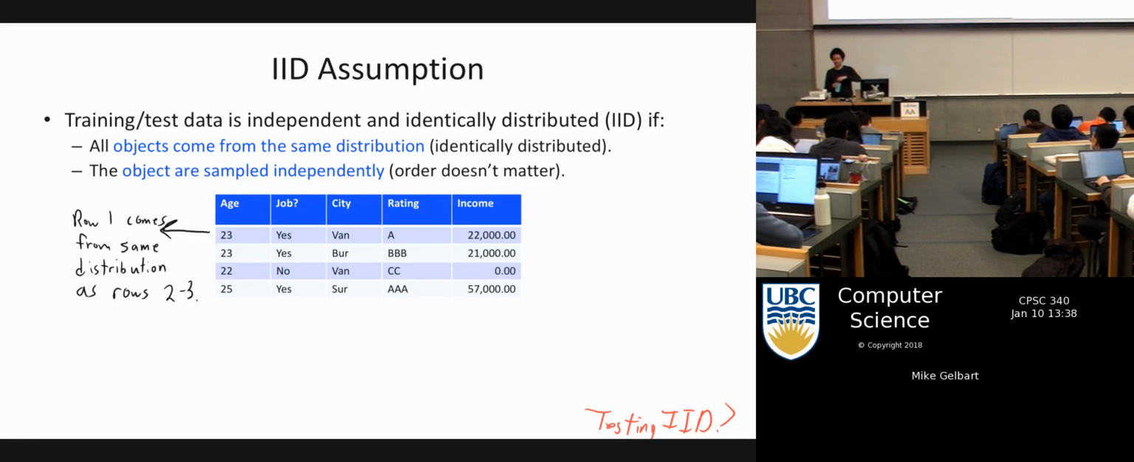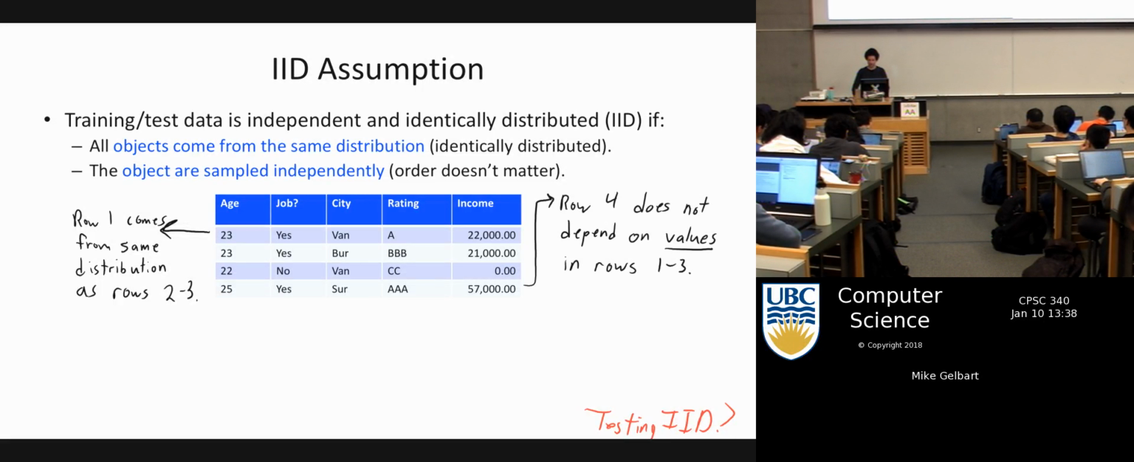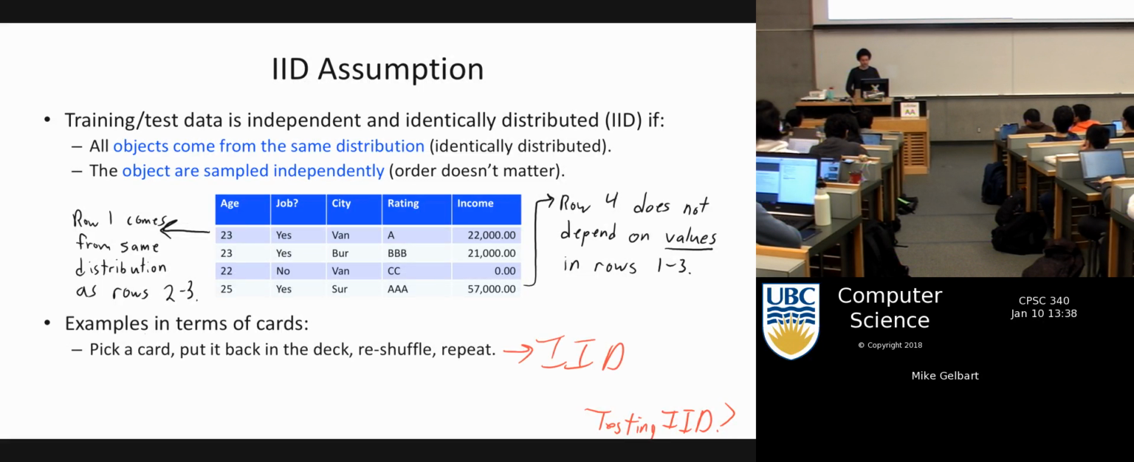So in terms of being identically distributed, we expect that even within our training set, all the rows come from the same distribution, that they don't depend on each other, that's being independent, that the order doesn't matter. And these assumptions kind of seem natural to us. I mean, if we shuffled the order of things, that shouldn't matter.